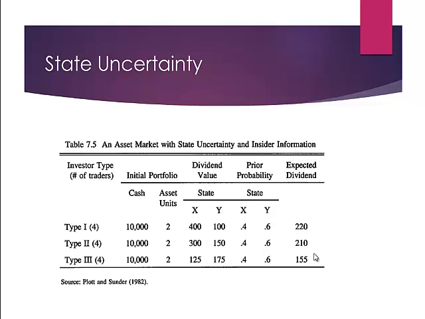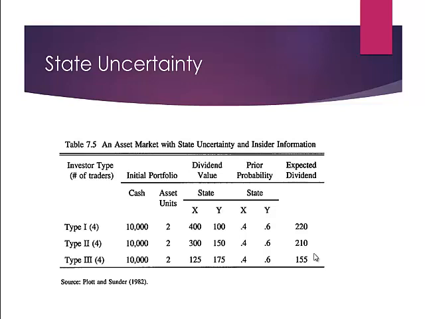So here is another market which is of similar type, and we want to know whether the insider information will be revealed or not. So there are two states of nature. One is state X, but the other setup is pretty similar: type 1, type 2 and type 3, for each type of trader. They all have cash of 10,000, and then they have 2 units of assets.